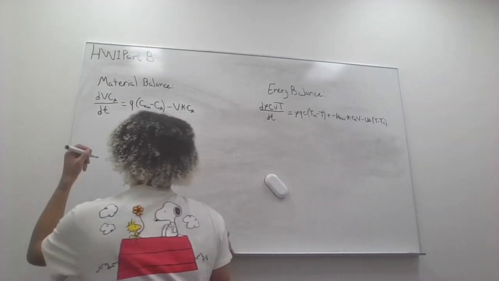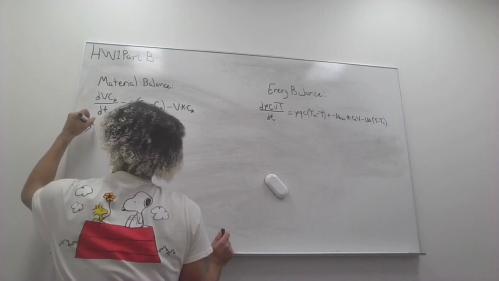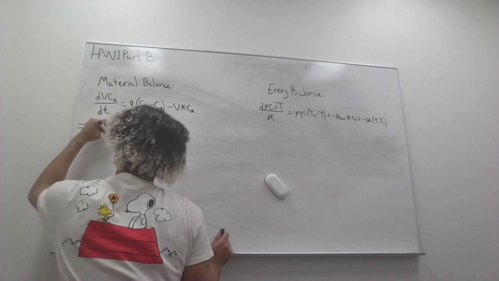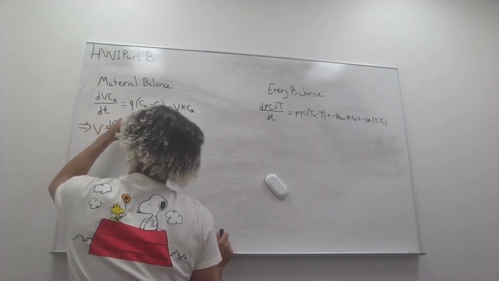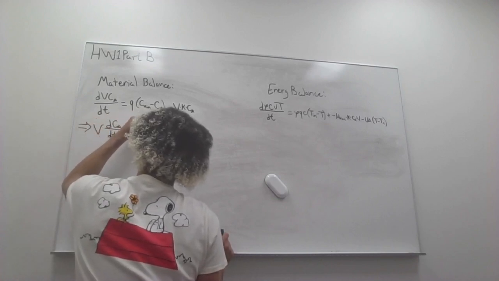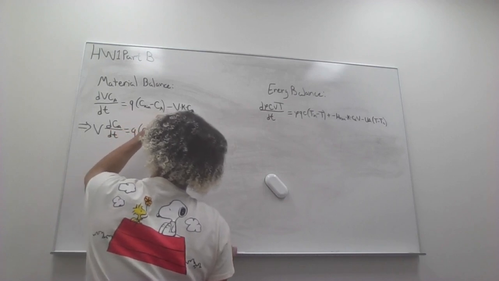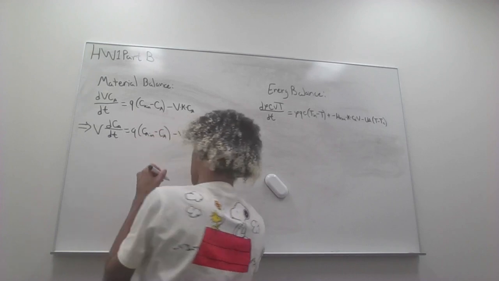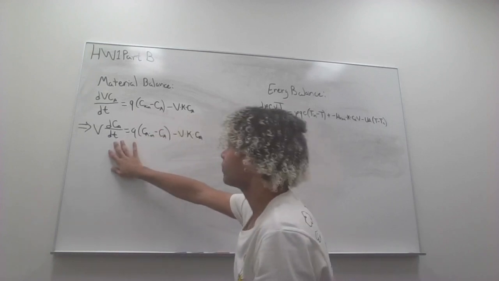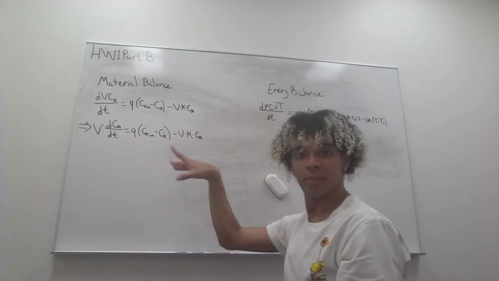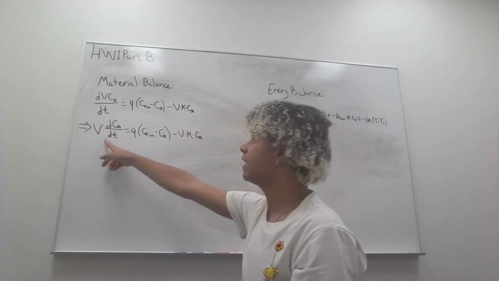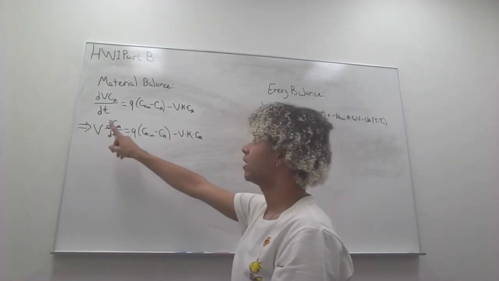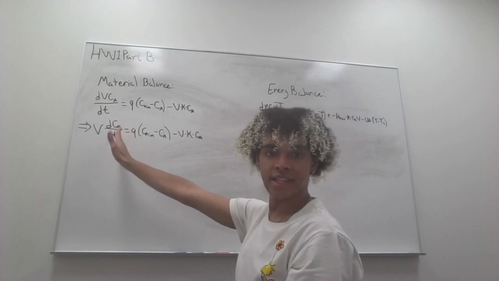So let's do that. We're going to have V and then dCA dt equal to Q times the concentration going in minus the concentration inside the tank, minus the volume times the K value times the concentration in the tank. Now I think we can see a clear path of what to do next. We're going to take the V from this side of the equation and bring it over to this side, so we just have dCA over dt on this side only.